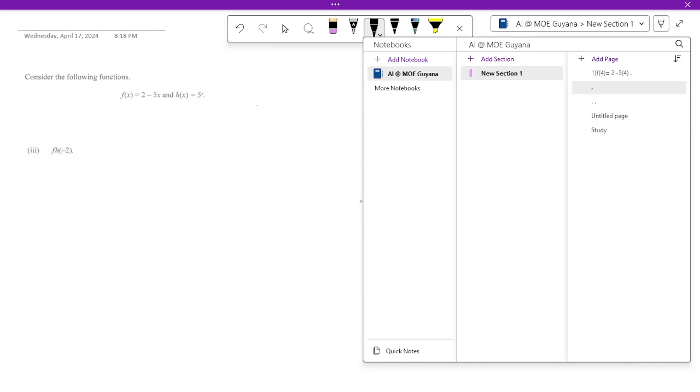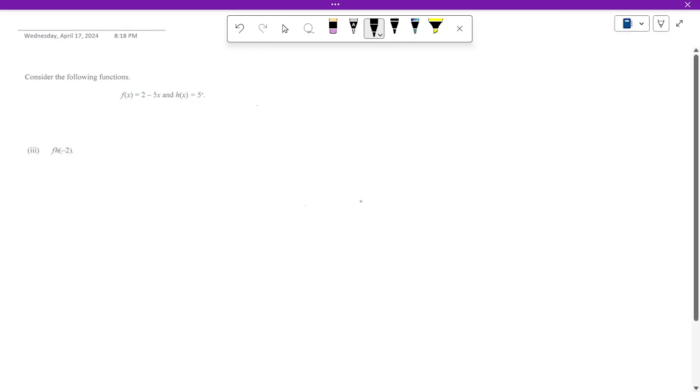Let's move on to the next question, wherein we have the same functions, f of x equal to 2 minus 5x and h of x equal to 5 raised to the x power, and we have to solve for f of h of minus 2. Now to solve this, it requires for us to do it in a few stages. So let me write it bigger so you can see a bit more clearly. We have f of h of minus 2.